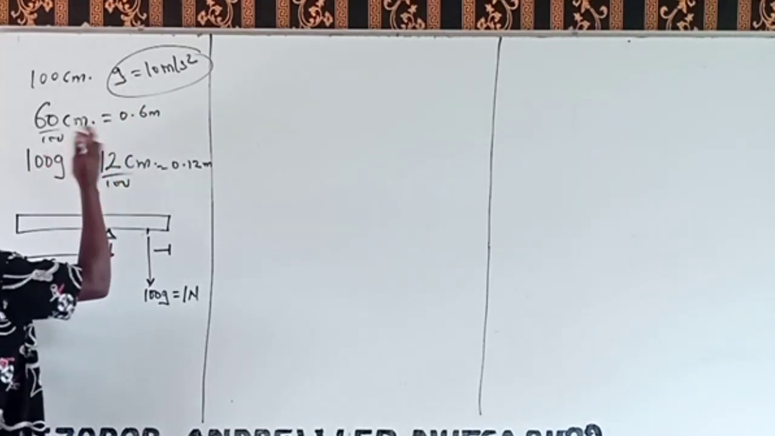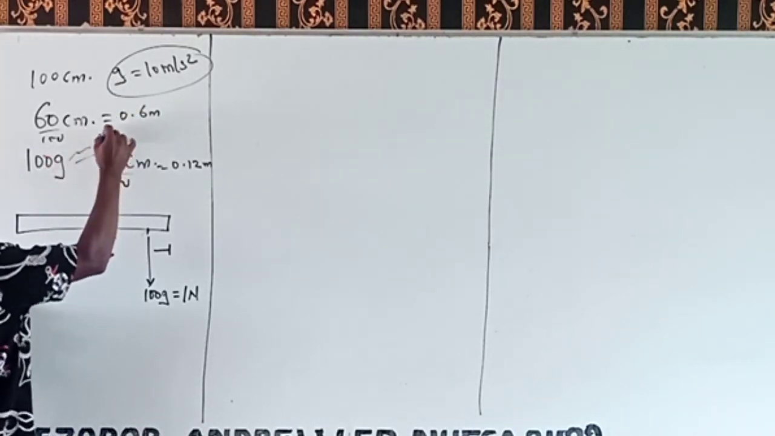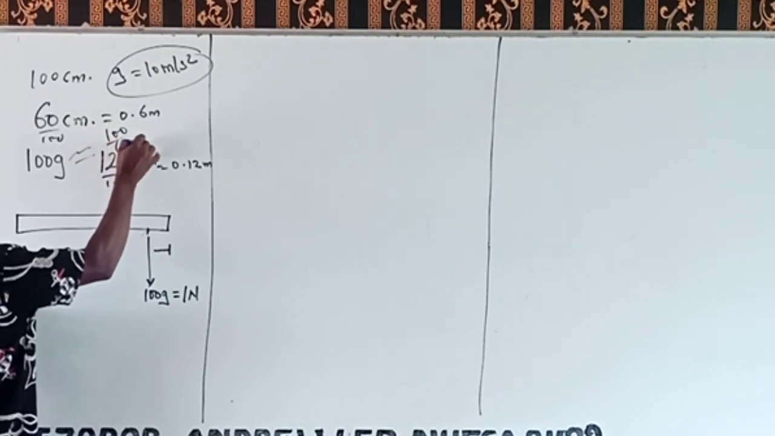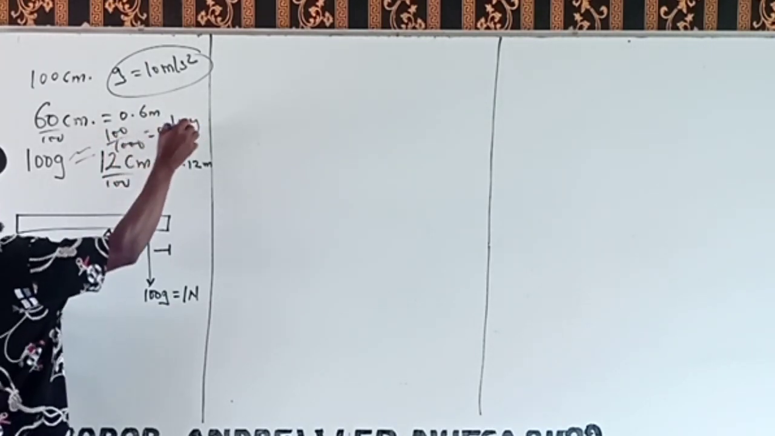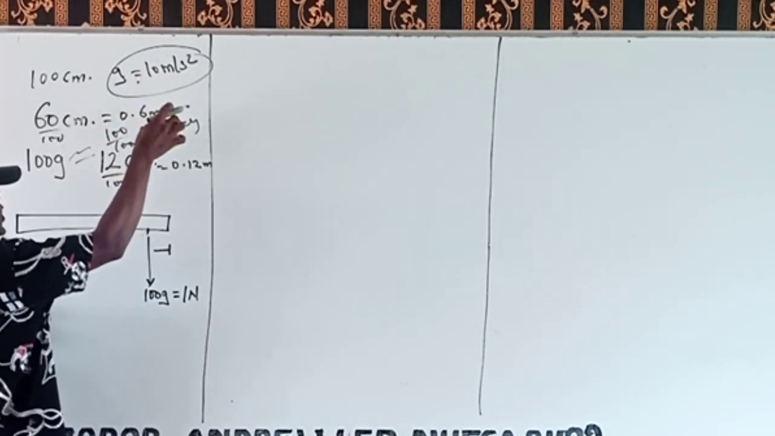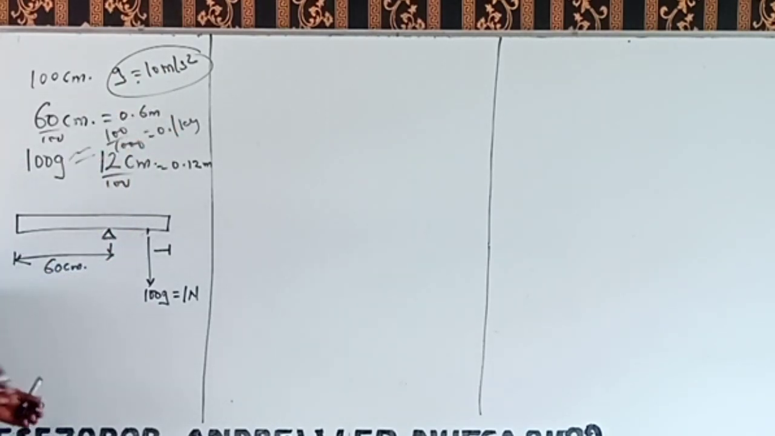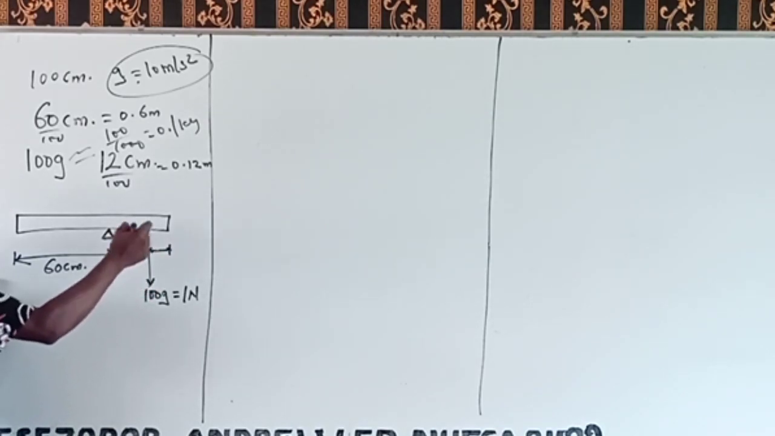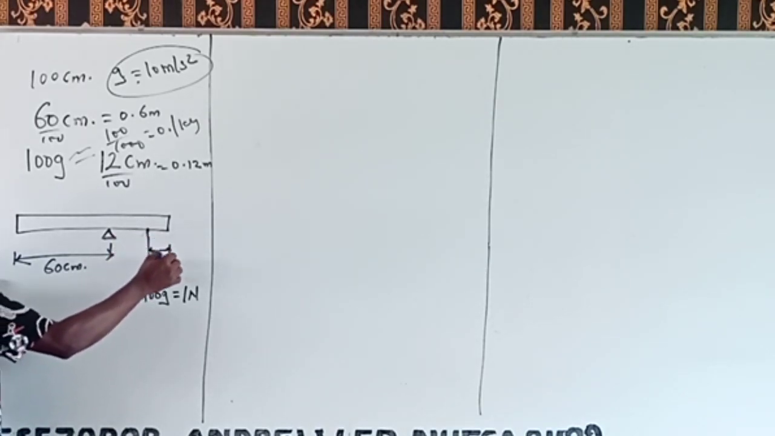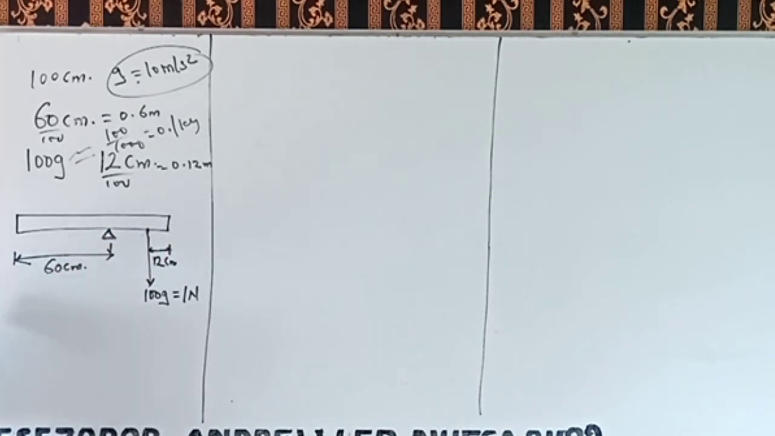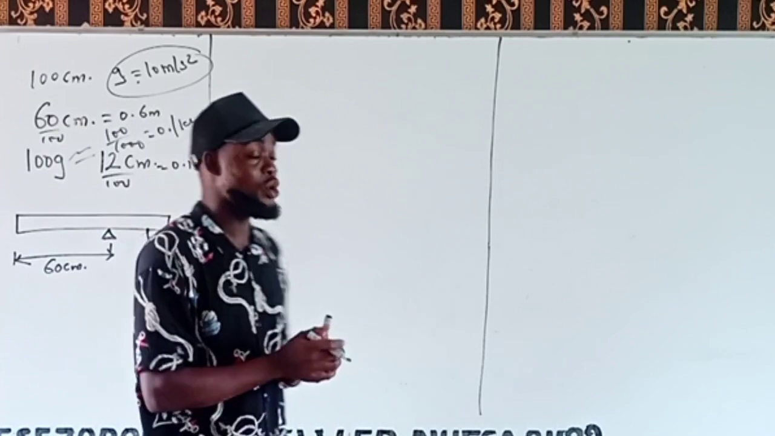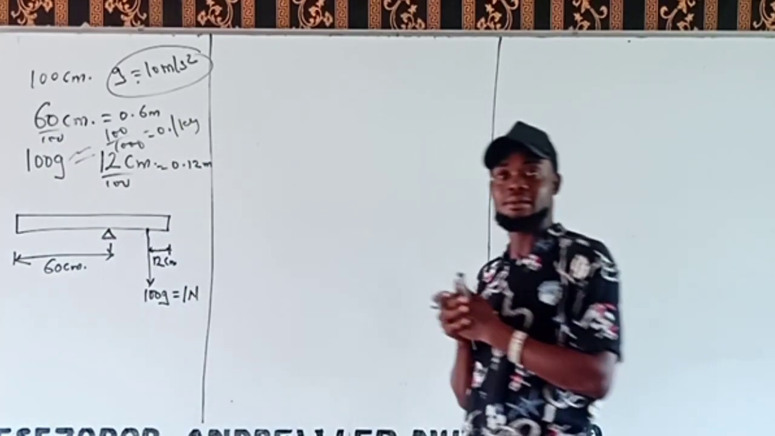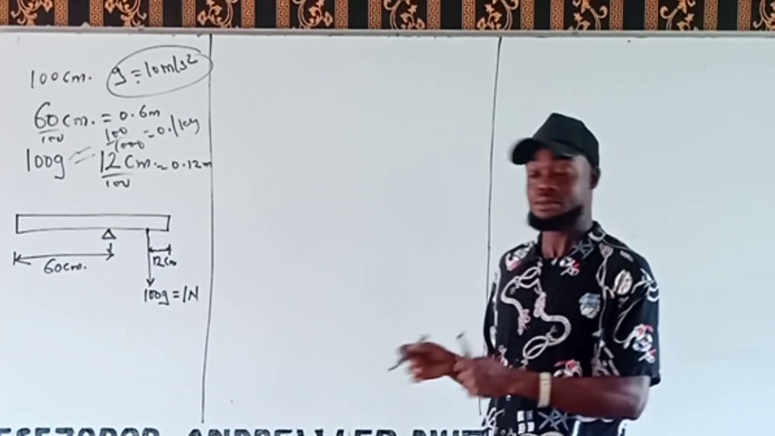Let me just show you. For conversion to kilogram by dividing by 1,000, that's 0.1 kg. So if g is given as another number, use that g to multiply this, and that will give you the weight in Newton. That's what I'm trying to say. Now, if I place this mass at this point, 12 cm from the free end, we discover that the meter rule will be balanced.